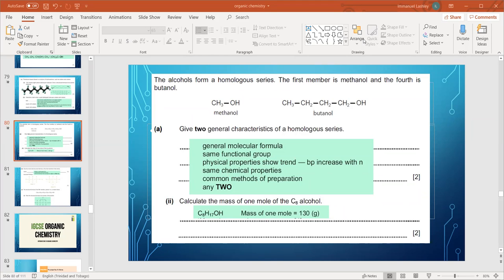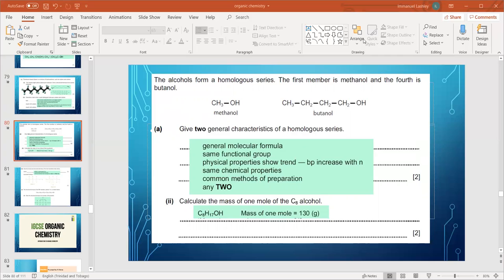They have similar physical properties, so they show similar trends, right? The boiling point increases as you go down the group. So as you move from meth, 1 carbon, to eth, 2 carbons, to prop, 3 carbons, the boiling point also increases.